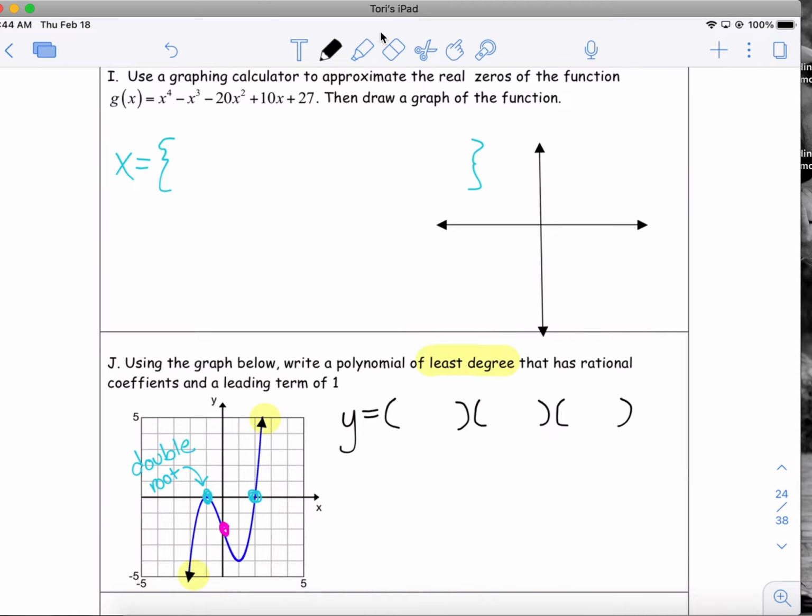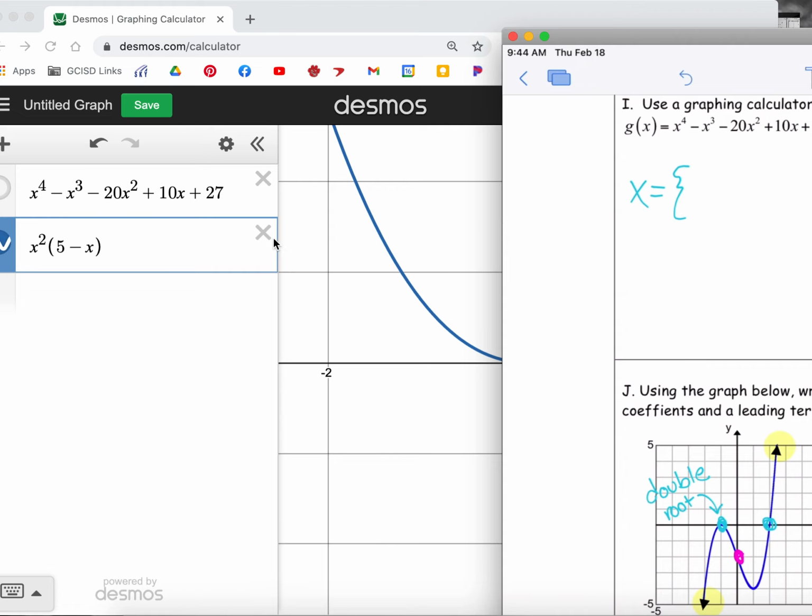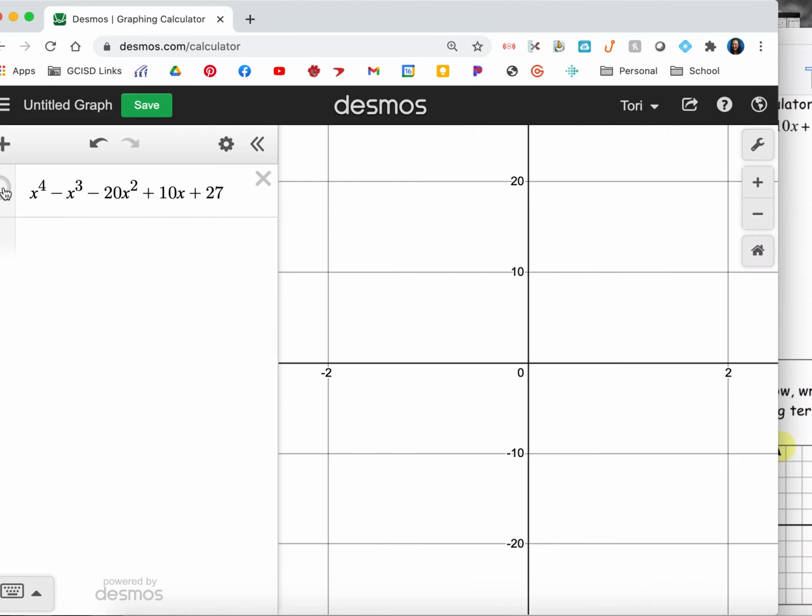Perfect. We're going to start with I. I does tell you that you can use a graphing calculator because I want you to see the answers on that one, the intercepts. So if I kind of move this out of the way, I've already got this one typed in. I'm just going to activate it so you can see it.